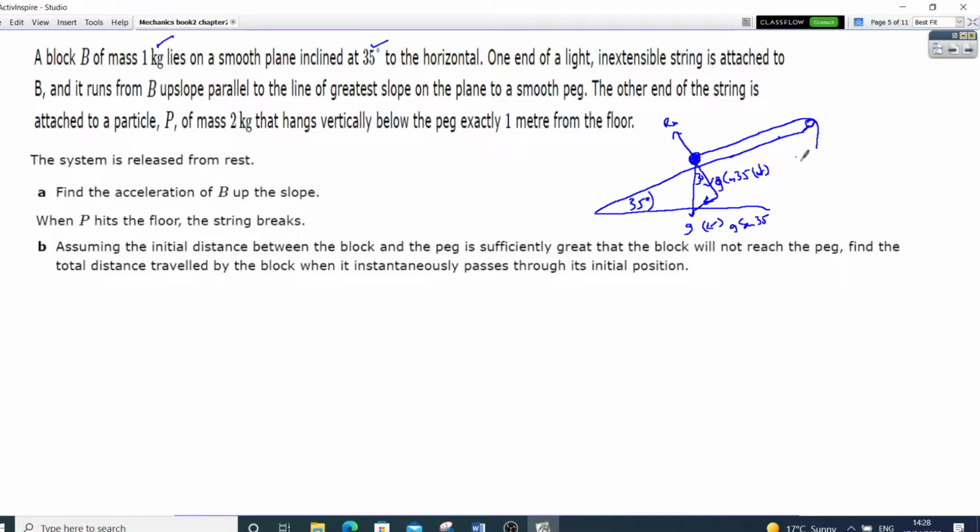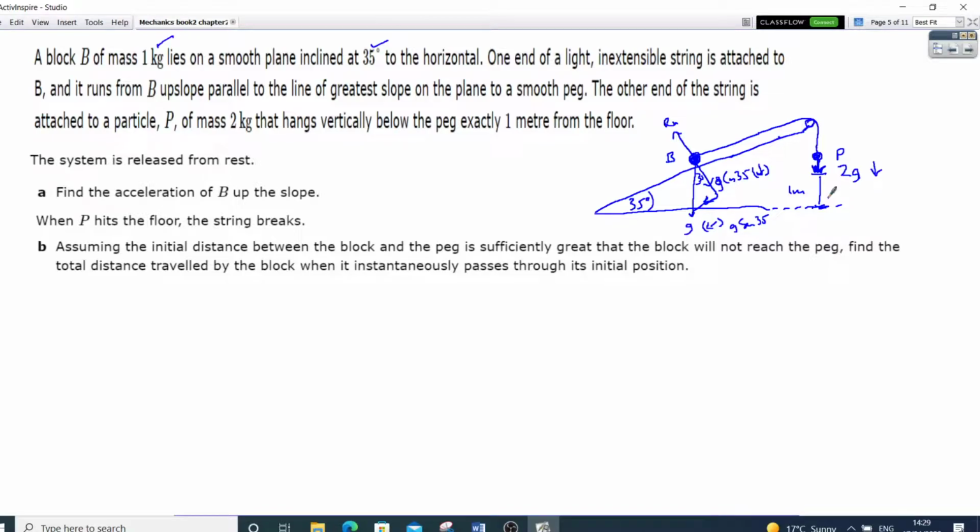The other end is attached to a particle P, so that's my B, and this is my particle P. This has a mass of 2 kg and hangs vertically below the peg, 1 meter from the floor. So this is running down here, and it has a mass of 2 kg, so that's 2g dropping downwards. But that is 1 meter away from the ground level.